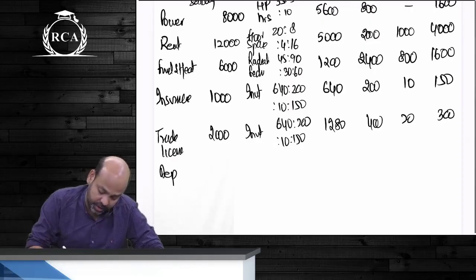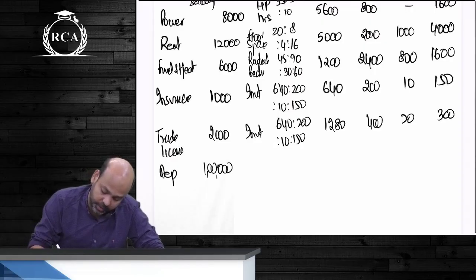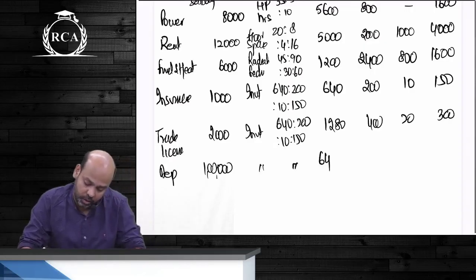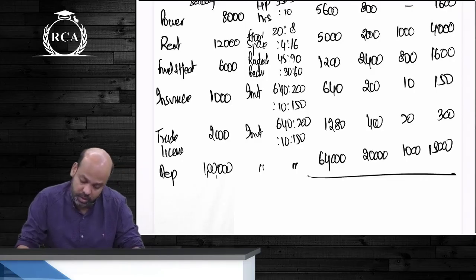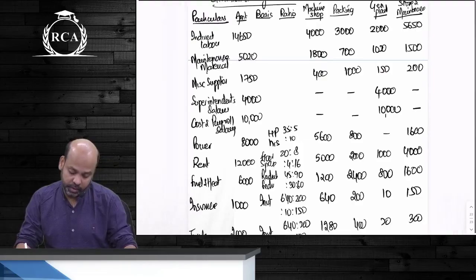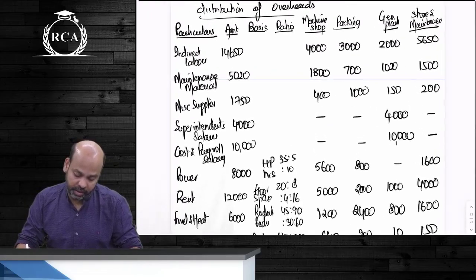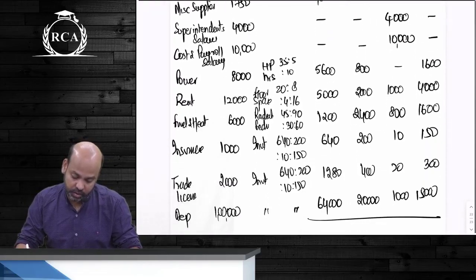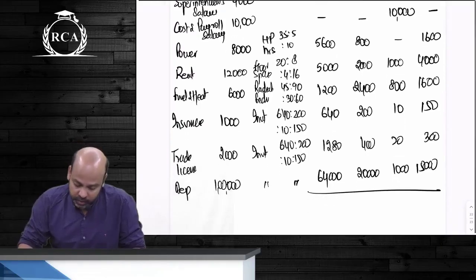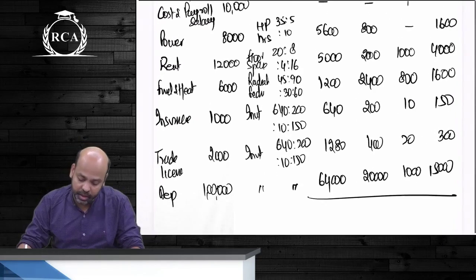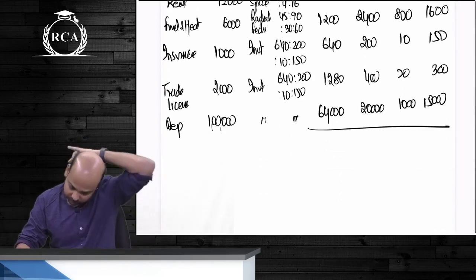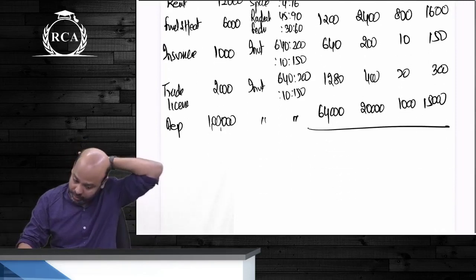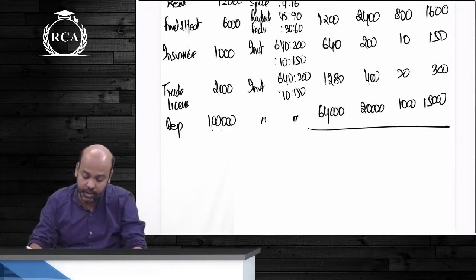Depreciation guys is 1 lakh, again on the basis of investment, 2 zeros more, so 64,000, 20,000, 1,000 and 15,000. This will be the total amount, guys. So here beta it is 5,800, 6,200, 6, 11, 800, 16, 800, 17, 18, 18,920, 18,920, 82,920, huh? 80?